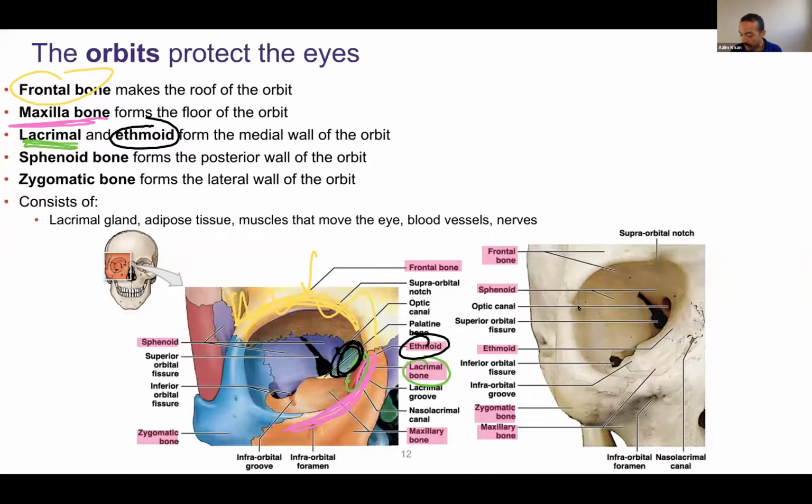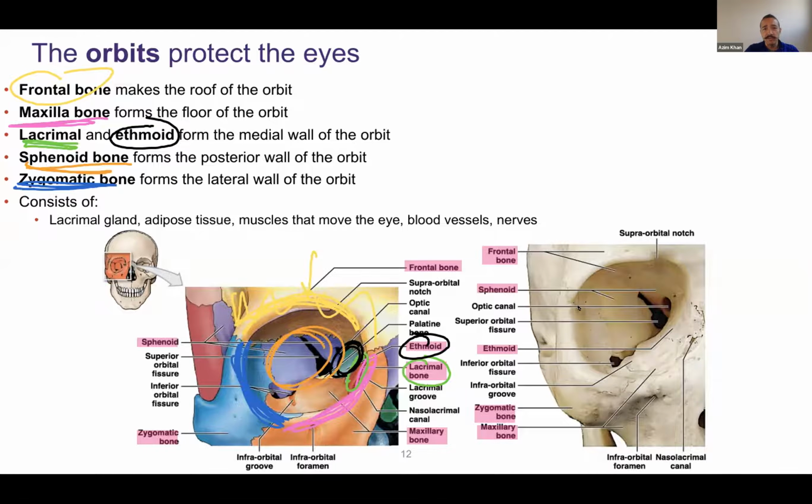In the very back, that's the sphenoid. We went over that in the last video. Forms a posterior wall of the orbit. And then on the lateral edge, forming your cheekbone, the lateral edge, that's the zygomatic bone.